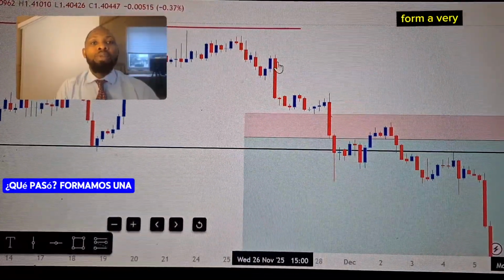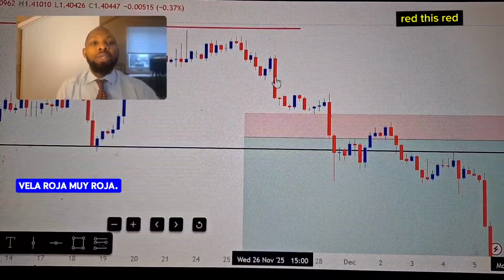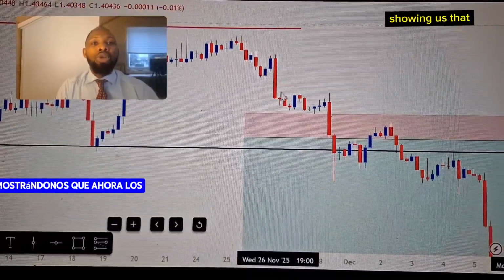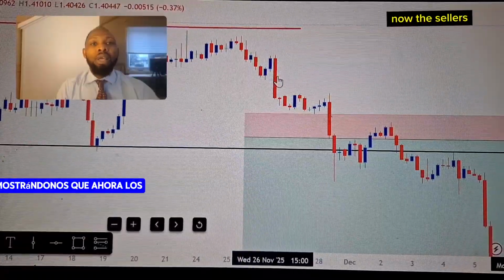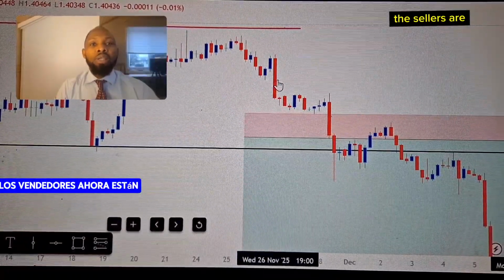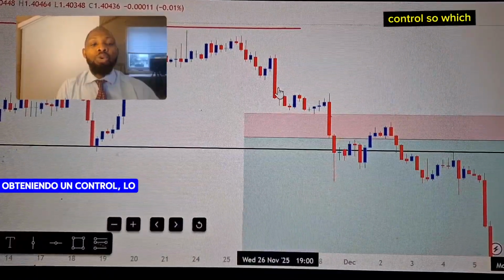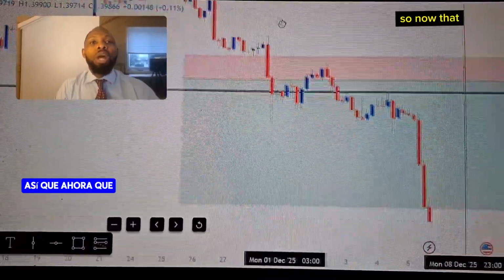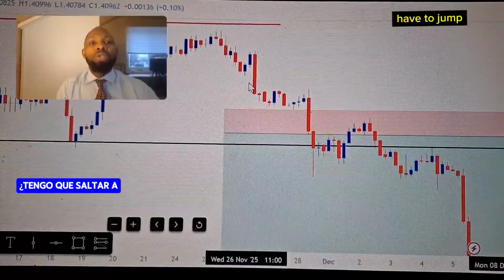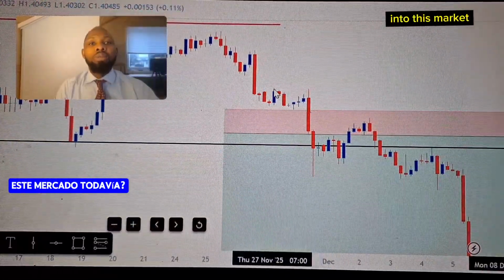We formed this red candle, which is a bearish engulfing candlestick, showing us that the sellers are really stepping into the market. The sellers are now gaining control. So now that I see the sellers gaining control, do I have to jump into this market yet?